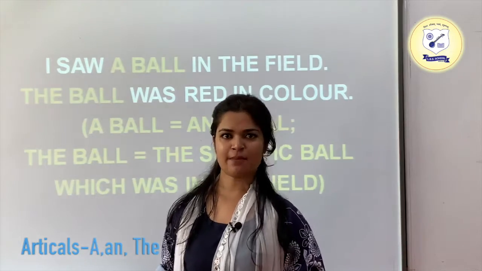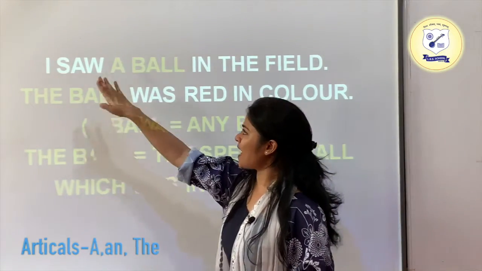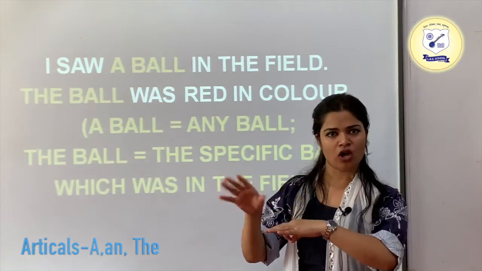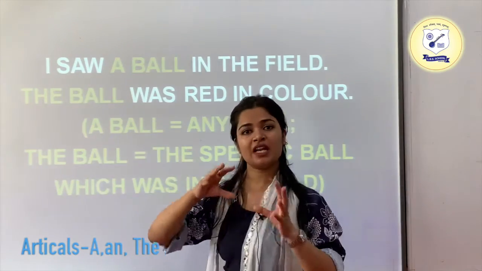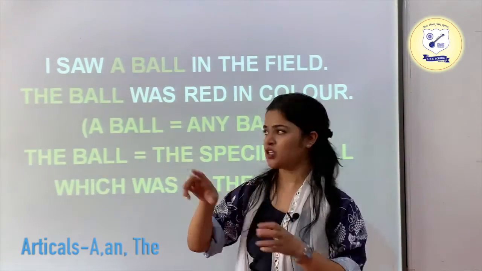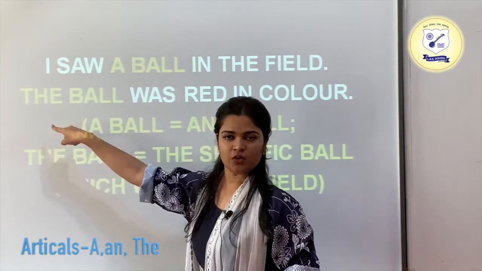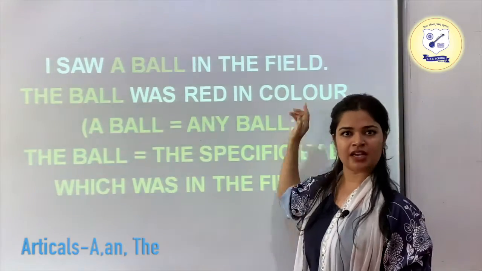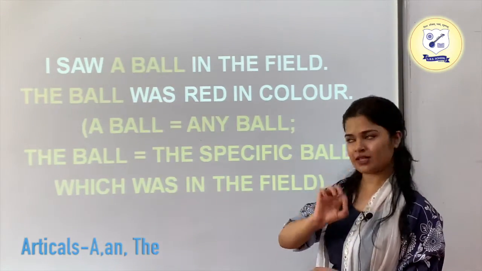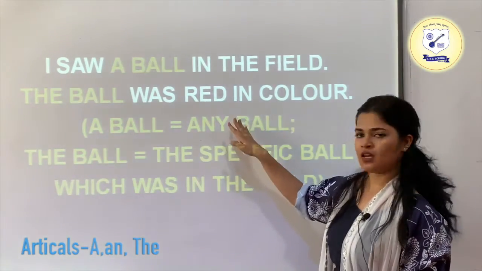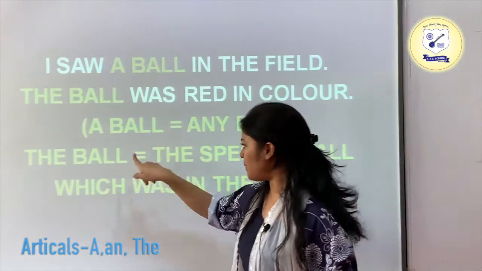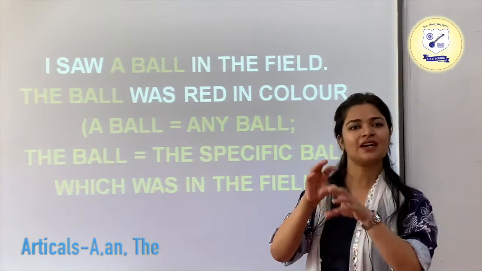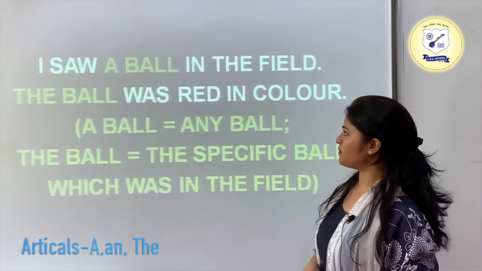So now we'll move to an example of using the article. You can see that I saw a ball in the field, that someone has seen a ball in the field. Now if you are talking about that particular ball, I will use the over there. This the is being used for that particular ball which was red in color. If you are talking about a particular thing, then we will use the article. A ball is any ball which we are talking about. The ball is when you are talking about a specific ball. When you are specifying any object or thing, then we will use the.